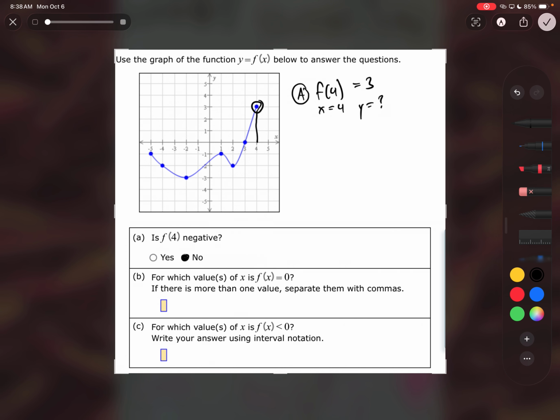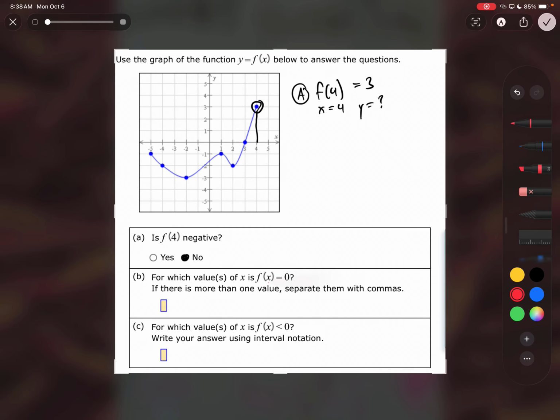Well, no, it's positive, right? It's positive 3. So you don't really have to do all that work, but you want to identify whether it's above the x-axis or below. So you're talking about money. If you're above the x-axis, you're making money. If you're below the x-axis, you're losing money. So identifying positive and negative is good.